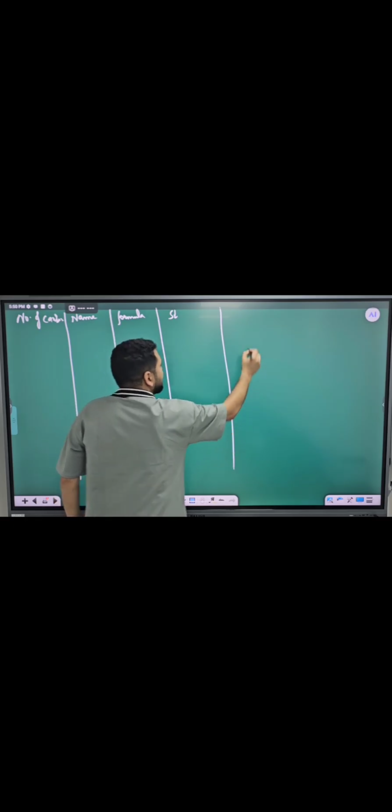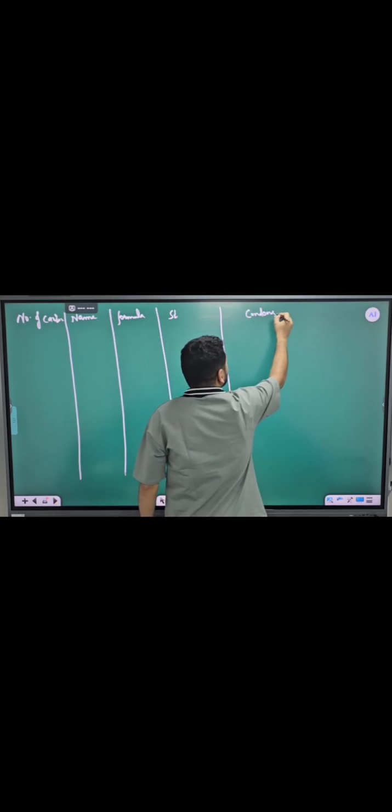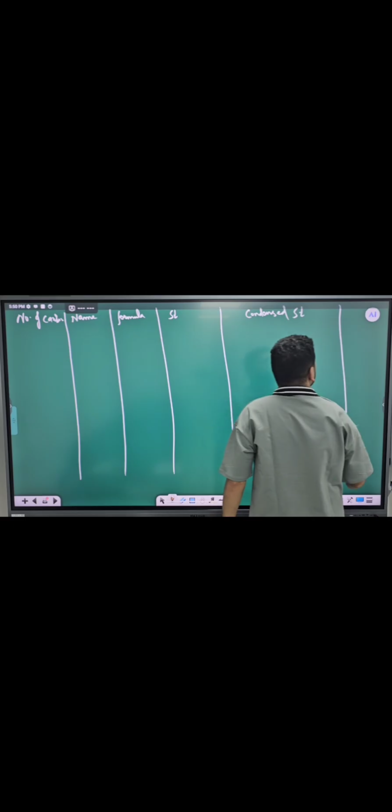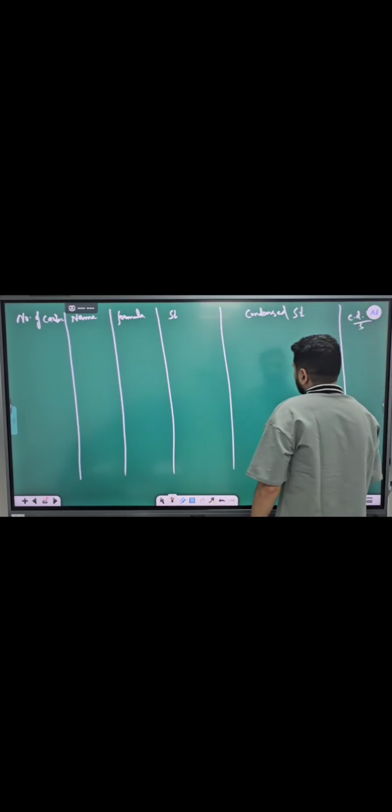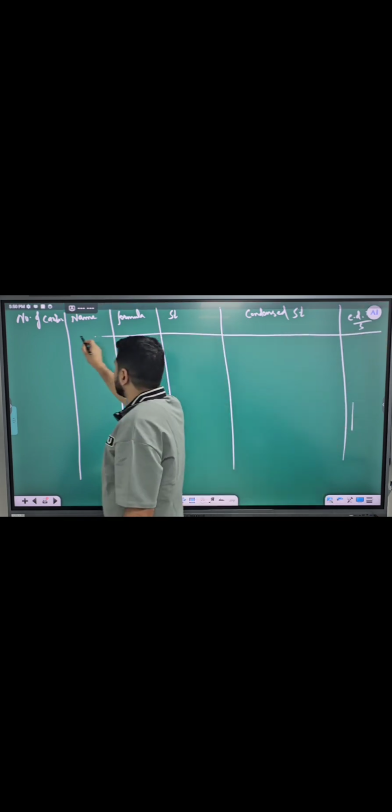Now guys, let's try to find out. If I make a table: number of carbon, then its name, again its formula, right guys? Again structure, again condensed structure, and again the electron dot structure, right? I hope the idea is clear. Guys, try to find out.